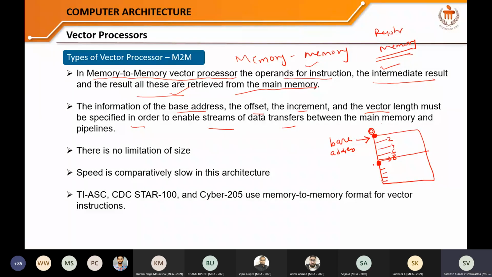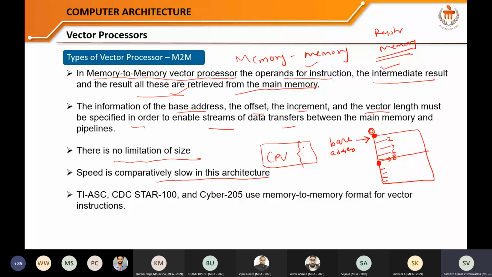Now in this memory to memory architecture, there is no limitation of size, because nowadays we have all the options of expanding the memory. So as far as the size is concerned, there is no limitation. But if we are talking about the register value, then definitely there is a limitation. Now speed is completely slow in this architecture, because if the CPU is using the register of the processor itself, then it's quite fast.